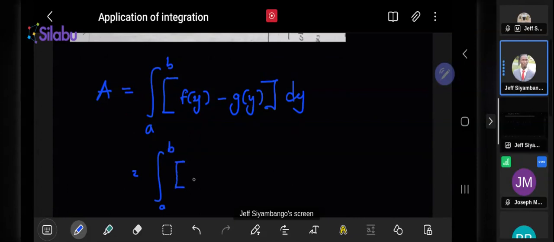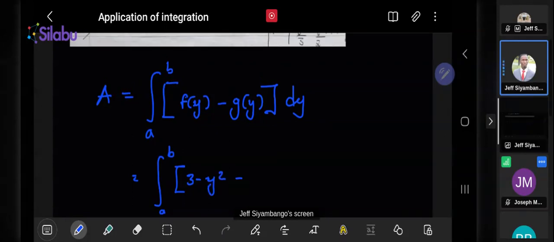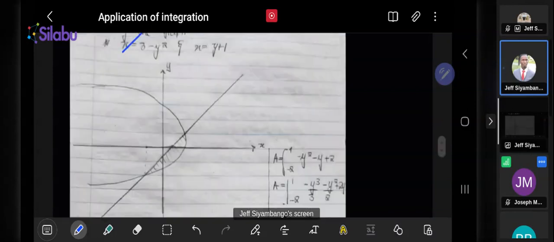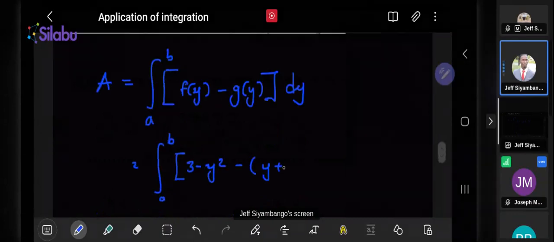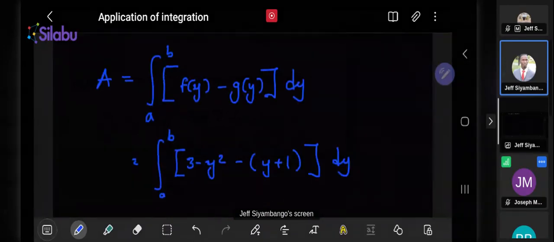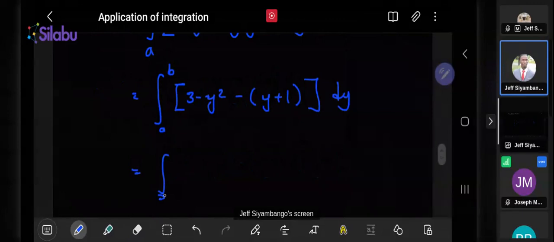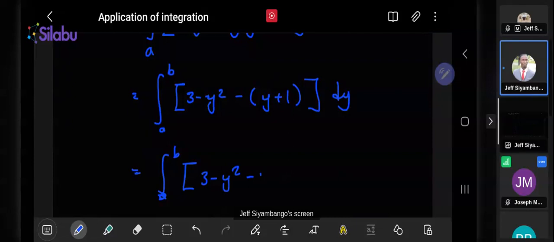So you have f of y, that is 3 minus y squared, then minus g of y. G of y is y plus 1. So you have y plus 1 here. So what is inside? I'll leave it at this stage, minus y minus 1 dy. These are standard integrals that you can evaluate. But of course, the only thing that you have to get is a and b.